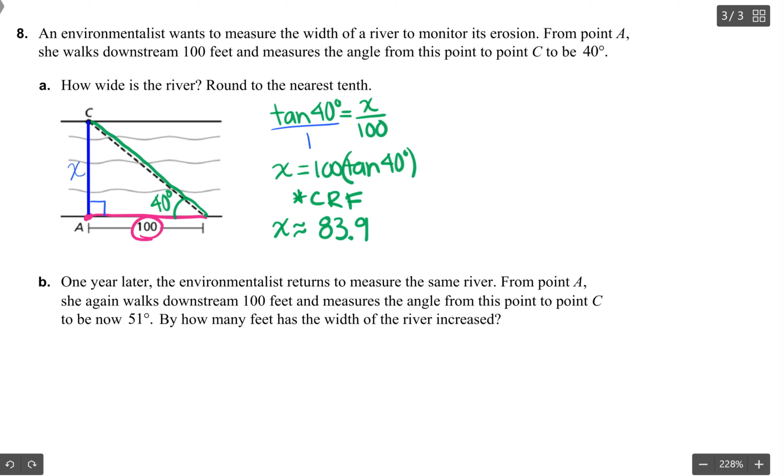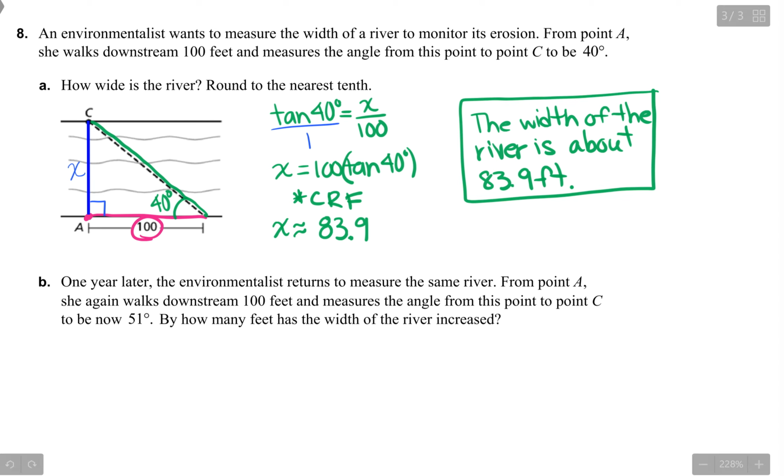83.9. It says round to the nearest 10th. So 83.9. We'll write our sentence for our final answer. The width of the river is about 83.9, don't forget your units, feet. And there we have it.